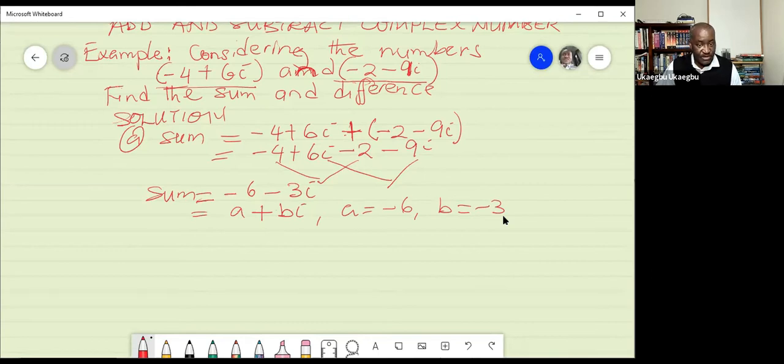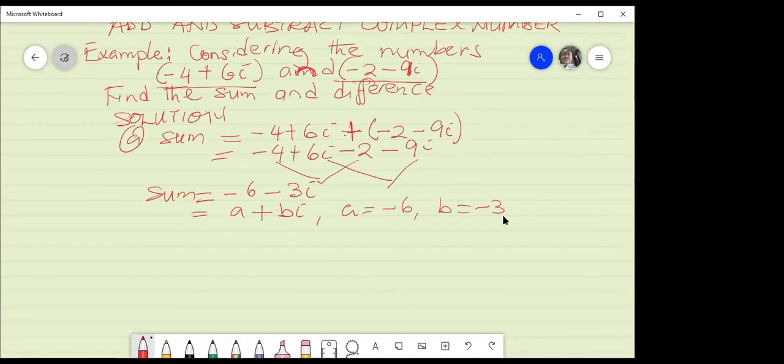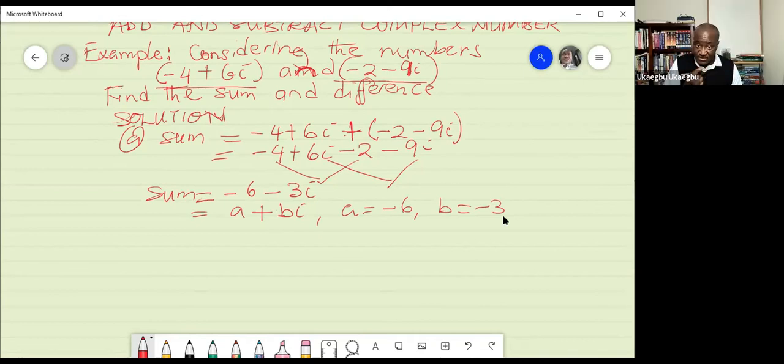Okay? Any question before I move on? How would you multiply it? We will come to that. So let's do the difference first. Does that sound good? So let's do the difference.